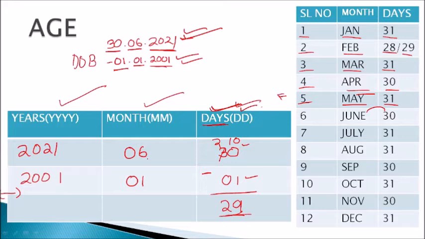Now let's move forward to the months column. In case of months it's 6 in the present date, and here it's 1 in the date of birth.